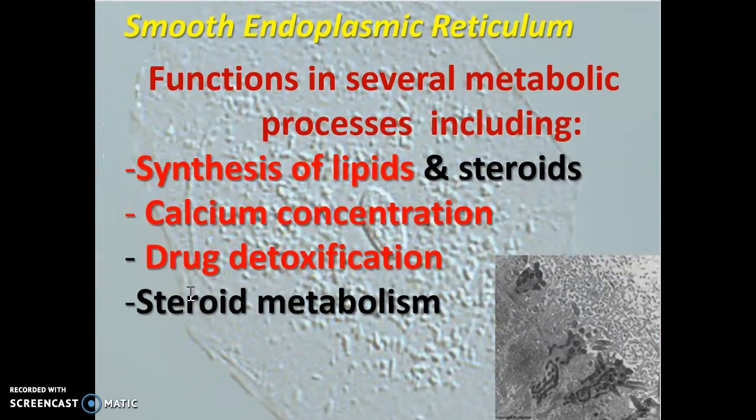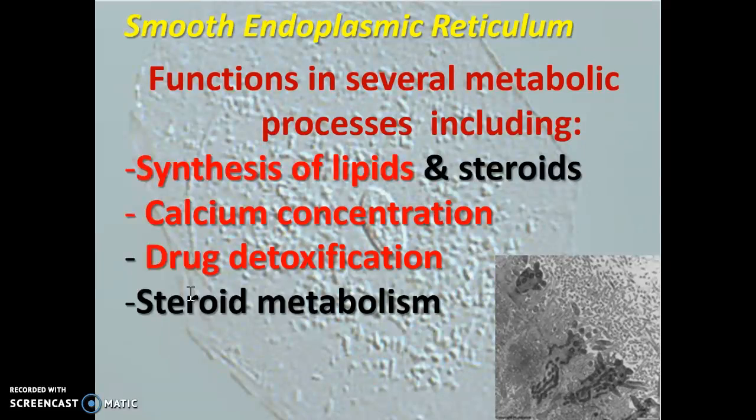Smooth ER is smooth because it has no ribosomes. It basically works with the synthesis of lipids, fats, and steroids. It does concentrate calcium, and it helps drug detoxification. So it's kind of like the liver of the cell as well. It helps detoxify and metabolize steroids.